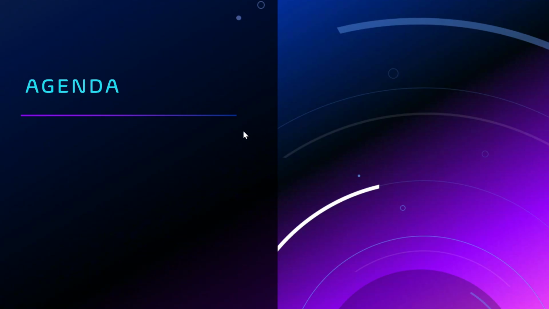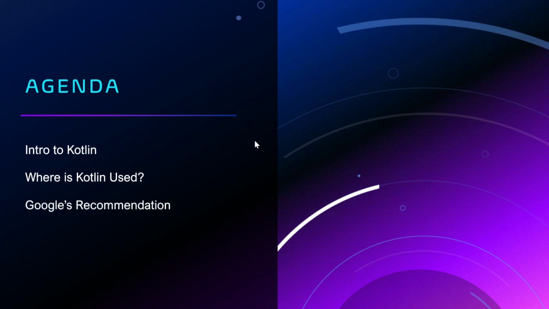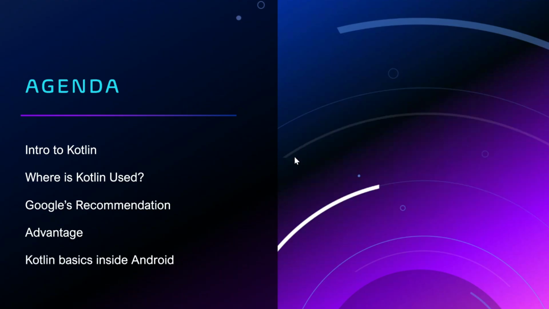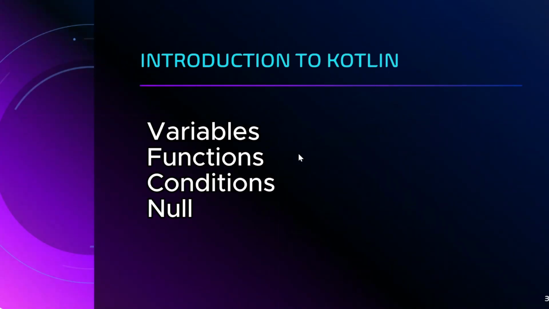In this video, we first talk about an introduction to Kotlin, then we'll see where Kotlin is used in the real world. After that, we'll look at Google's recommendation for Kotlin in Android development, followed by some key advantages of using Kotlin. And finally, we'll implement Kotlin basics step by step inside Android Studio. By the end, you'll understand variables, functions, conditions, null safety, and loops, all in one simple Android project.